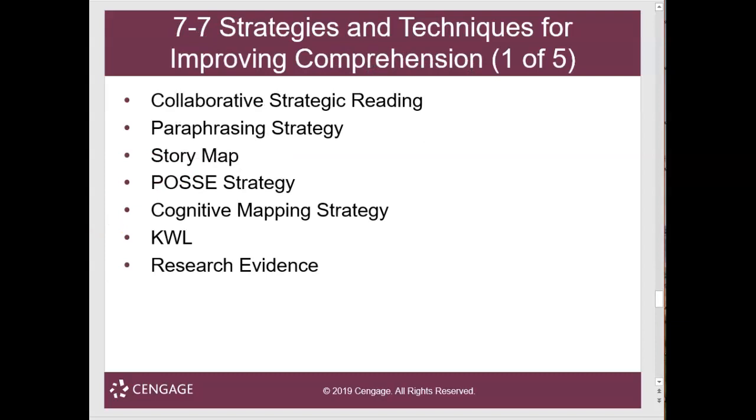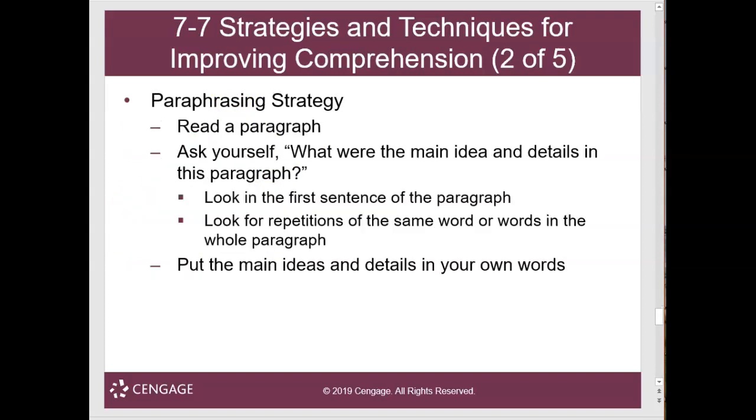Some other strategies: collaborative strategic reading, story maps, again, visually representing a story or whatever you can. KWL, you've probably heard of this before. What I know, what I want to know, what I learned. All of these strategies are really helpful for improving comprehension.